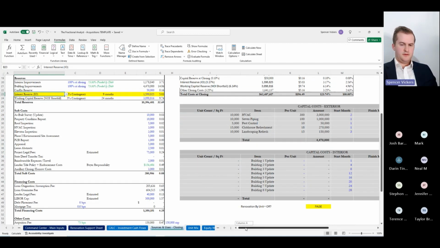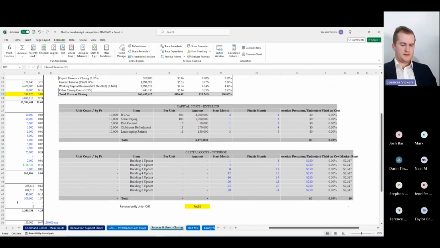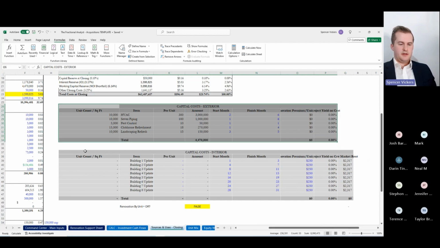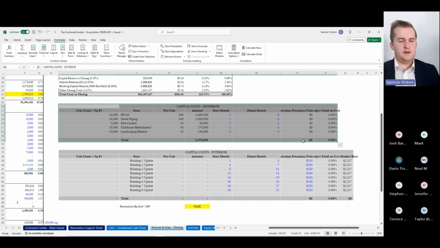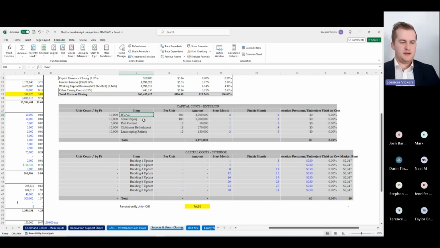So to scope by building, we come to the sources and uses on the closing tab. And we've got two sections here: capital cost for the exterior and capital cost for the interior. For the exterior, you can use this whether you're scoping by building or by floor plan. This really has nothing to do with the interior of the units. It's just the exterior of the community, so things like HVAC, sewer piping, landscaping, all that good stuff. You can specify when you start this renovation and when you finish it, and that will just spread this total amount over those months.